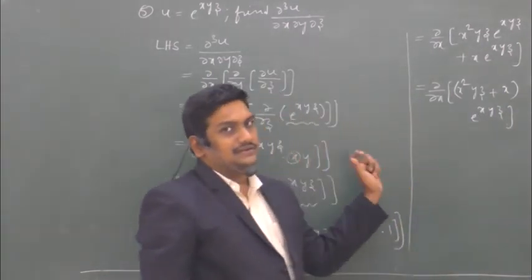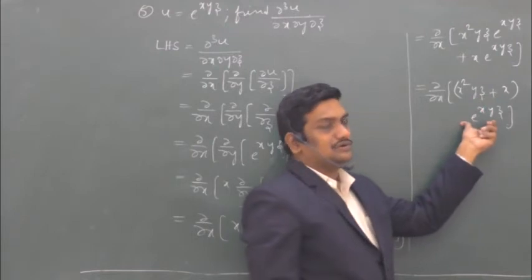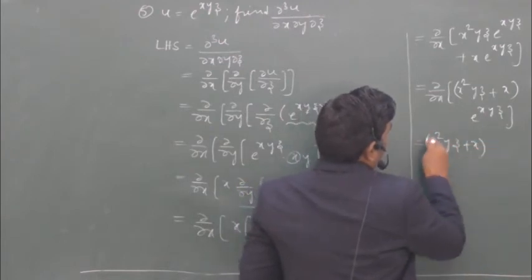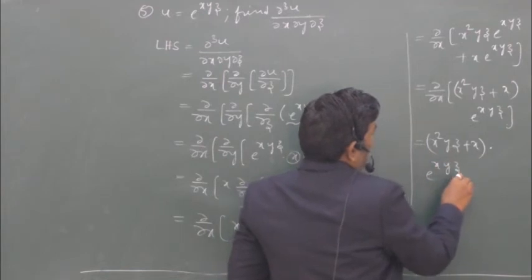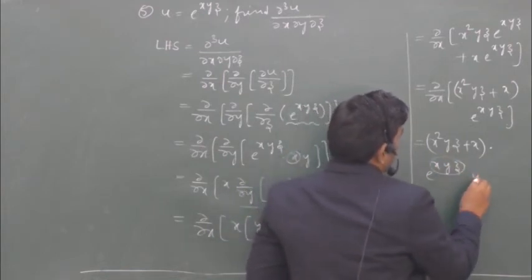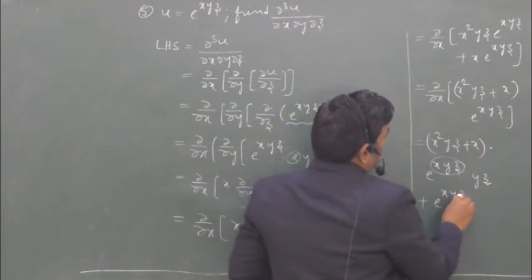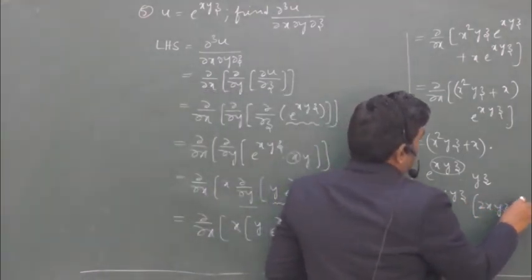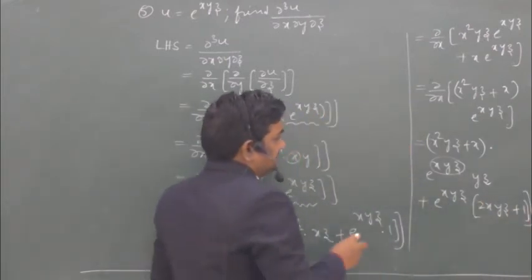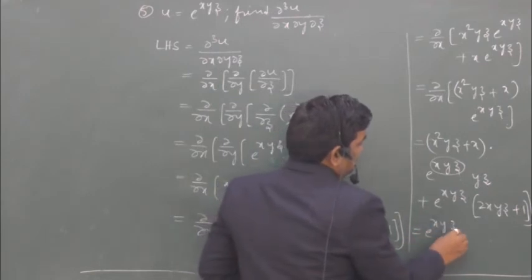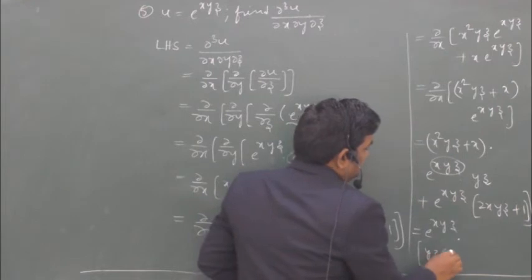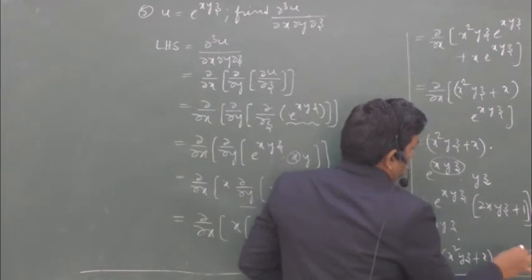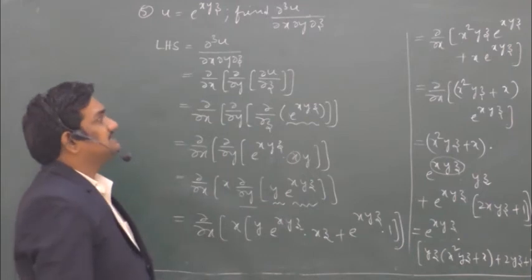Now the first factor has two terms, each involving x, so you need to apply the derivative of uv. So it will be (x square yz plus x) into e power xyz and the derivative of xyz with respect to x, which is yz, plus e power xyz into the derivative of x square yz, which is 2xyz, and the derivative of x is 1. Now you can take e power xyz common. It is e power xyz into (yz into (x square yz plus x) plus 2yz plus 1). So this is the value of dou cube u by dou x dou y dou z.